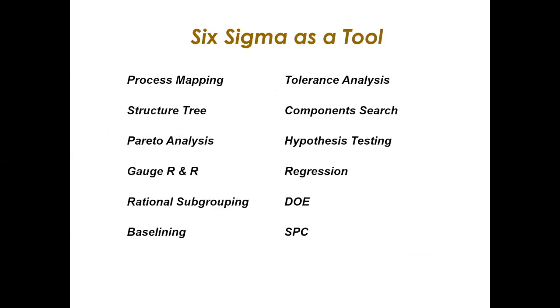And there are a lot of tools that are used in Six Sigma. Some of them are strategical level tools like process mapping, structure trees, Pareto analysis. And also you have statistical techniques such as regression, design of experiments, which we've talked about, as well as hypothesis testing, which is closely related to control charts.